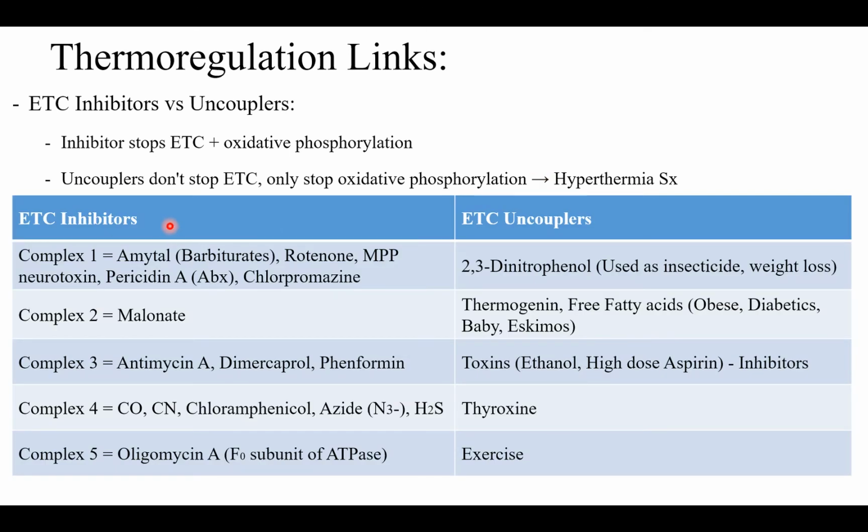Here's a list of electron transport chain inhibitors versus uncouplers, and this could be tested in board exams like NBME, USMLE, COMLEX. So you want to familiarize yourself with this in a little bit of detail. Complex 1 is affected by barbiturates, rotenone, MPP, a neurotoxin, piericidin, an antibiotic, and chlorpromazine. You have malonate inhibiting complex 2, and antimycin A, dimercaprol, and phenformin affecting complex 3.